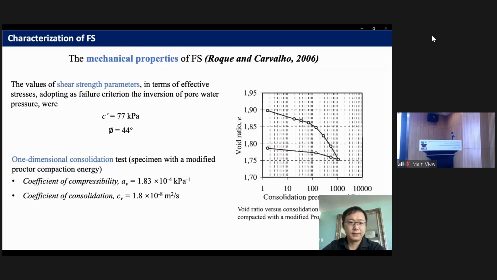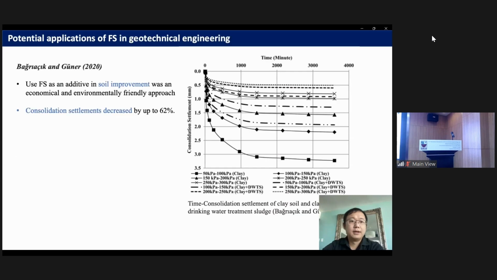For the mechanical property of freshwater sludge, these studies measured the shear strength, coefficient of compressibility, and coefficient of consolidation. From this result, the compacted FS has a high shear strength and a low compressibility. Other studies used FS as an additive in soil improvement and found that the consolidation settlement decreased by up to 6%, which means that FS has a potential application in soil improvement.